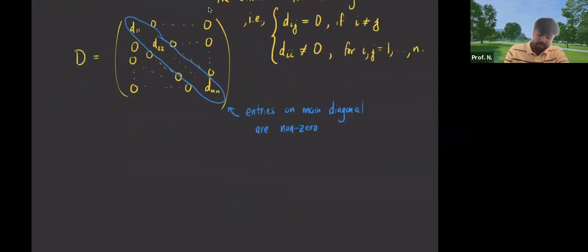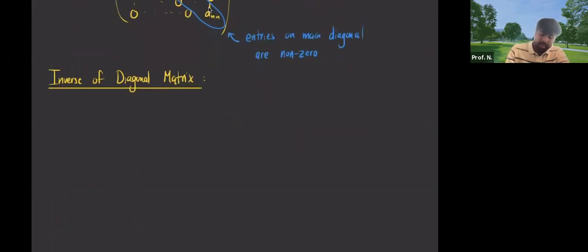And so my question to you guys is, what do you think the inverse of a diagonal matrix would be? I'll give you an example.